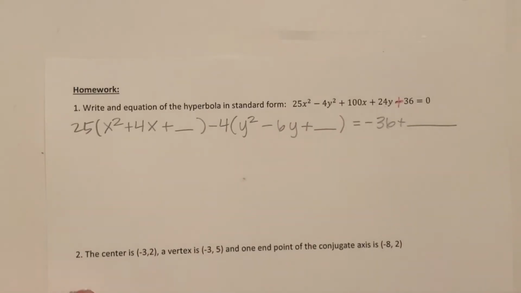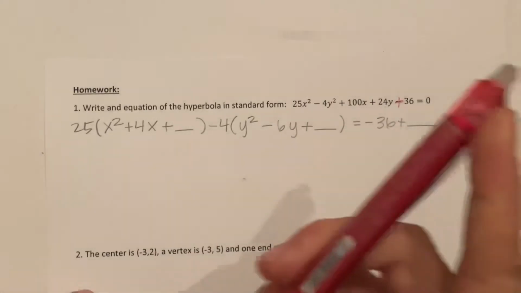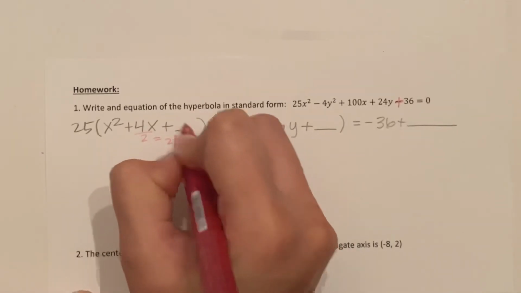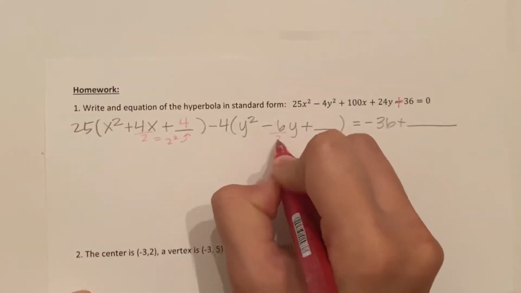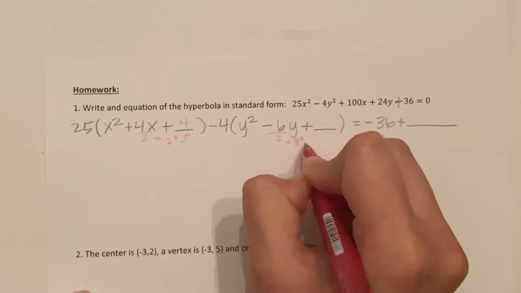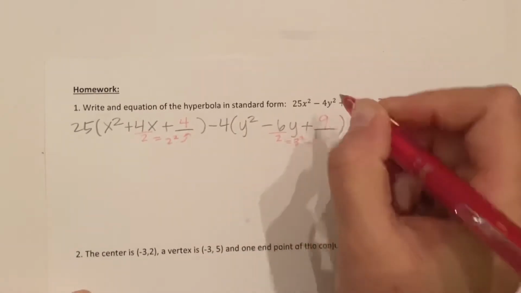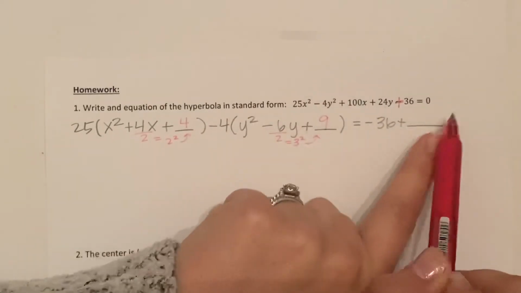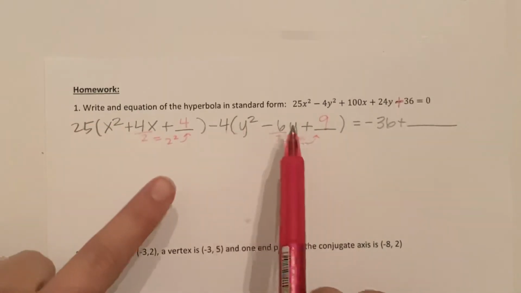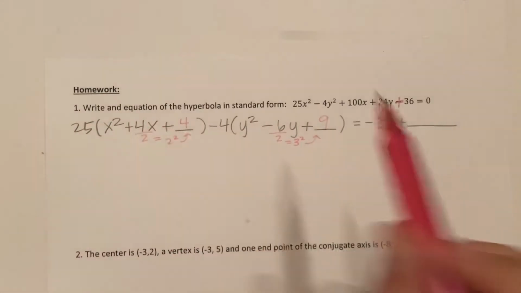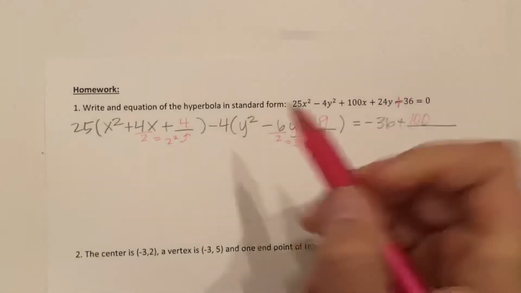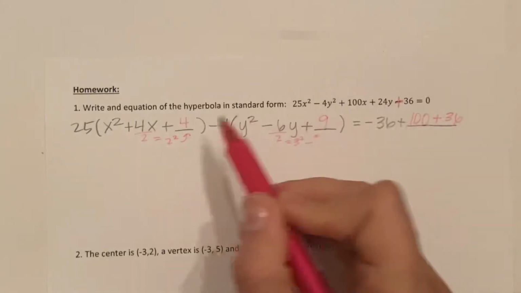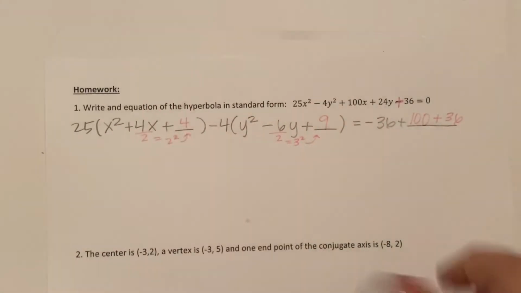Okay, so now time to do your divide by 2 and square it. So divide by 2 is 2. 2 squared is 4. Divide by 2 is 3. 3 squared is 9. Now to look at what's added over here. Now remember, this isn't just 13 because we have these other numbers to factor in. So 25 times 4 is 100. 4 times 9 is 36. And yes, when you do this, you ignore this negative. Don't worry about the negative.